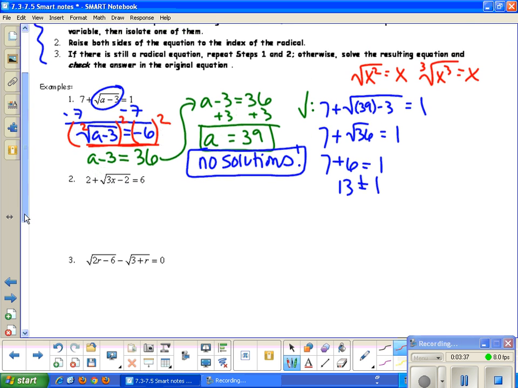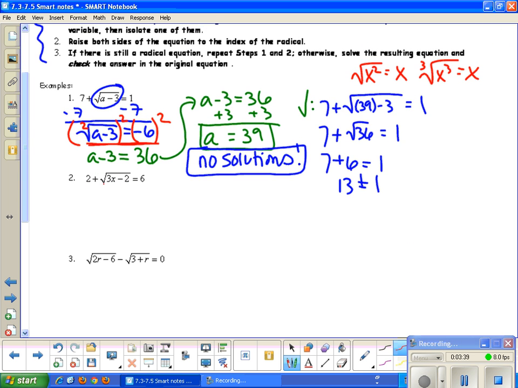So number 2. Same thing. The first thing I want to do is isolate my expression with the radical. So I want to subtract the 2 from both sides, and I get the square root of 3x minus 2 is equal to, in this case, 4. Since my index is 2, I want to take both sides of my equation to the power of 2. That eliminates the radical from the left side of my equation. So I get 3x minus 2 is equal to 16, since 4 squared is 16.